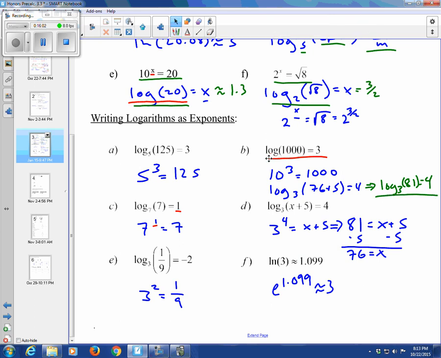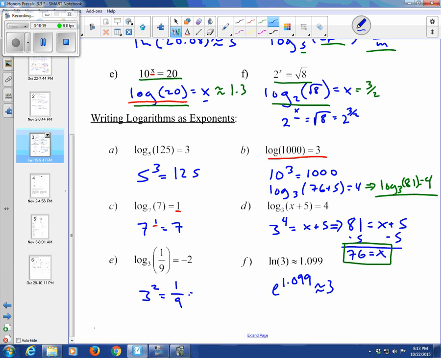So something we can take note of for practice that you'll see very soon is basically if we've got a variable inside of a logarithm, you can change it to an exponential and solve for that variable. Right here we have log base 3 of 1/9 equals -2.